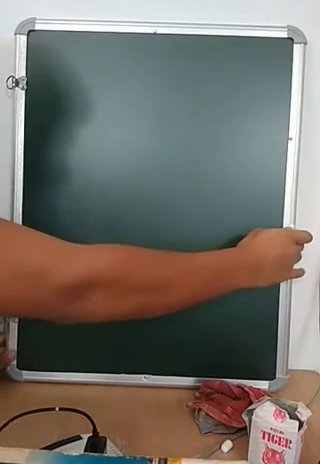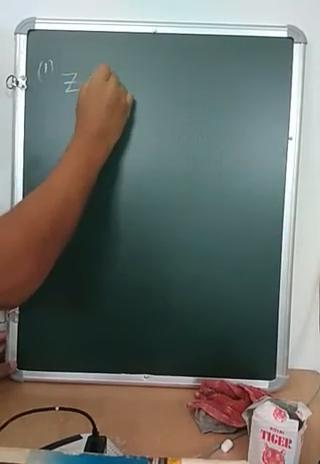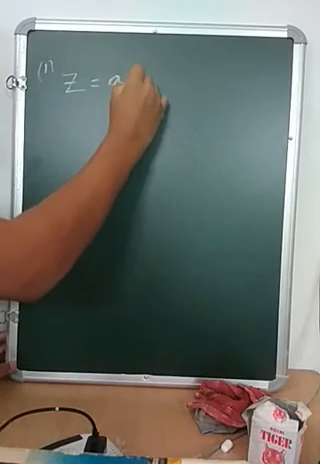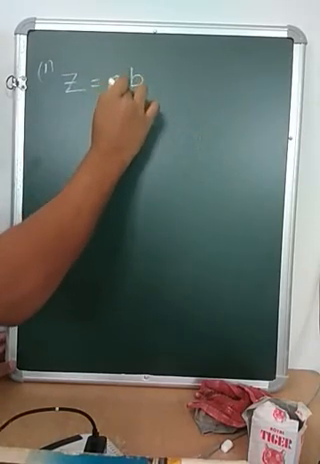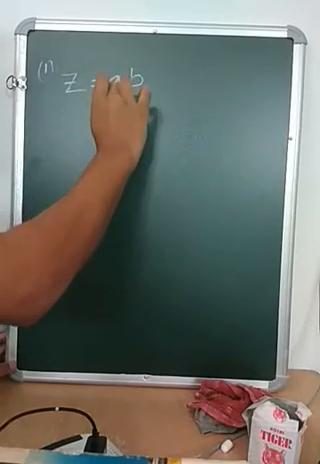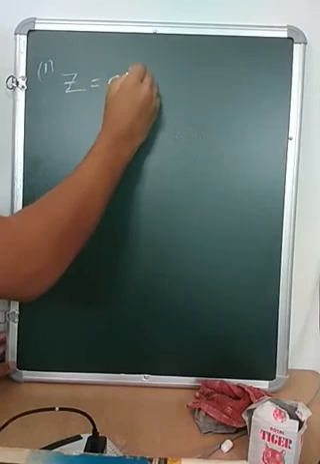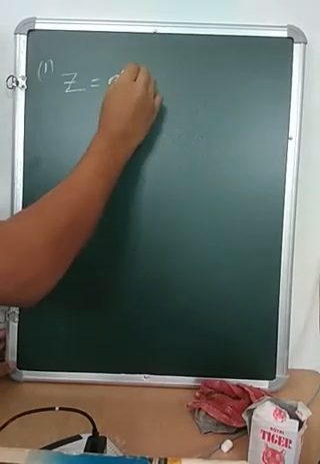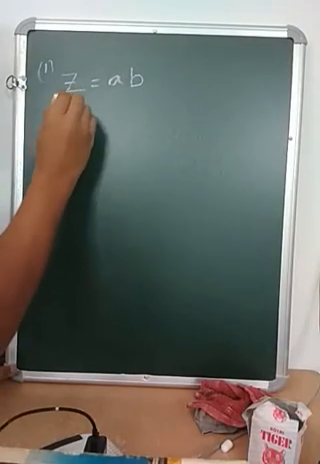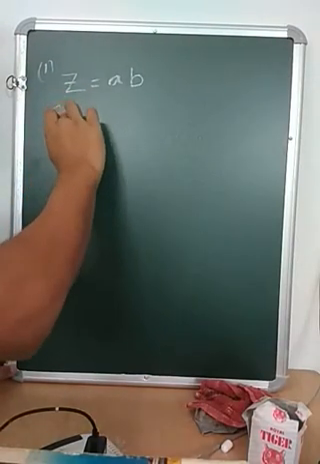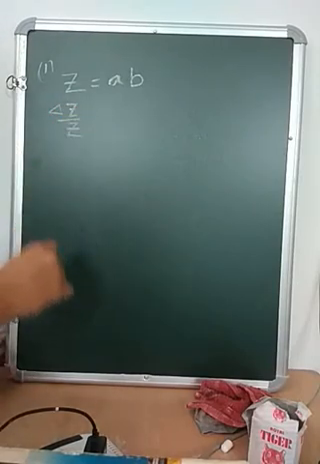So the first question of physics was: a physical quantity z depends on two other quantities a and b, like a dot b. They are in an operation of multiplication. I asked in the question to determine the relative error, that is delta z.